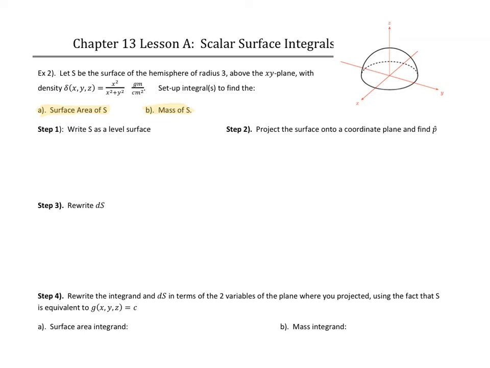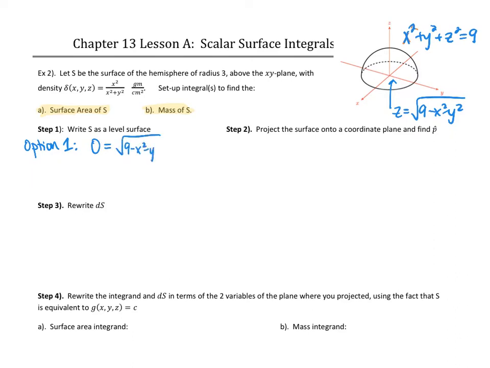All right, so we need S as a level surface first. So this is the hemisphere. Let's do the whole sphere first: x squared plus y squared plus z squared is 9. So the top hemisphere is just z equals the square root of 9 minus x squared minus y squared. One thing we could do for finding our level surface is let 0 equal the square root of 9 minus x squared minus y squared minus z, and then we could let g of x, y, z be this function on the right of this equation. And that would actually work out fine.